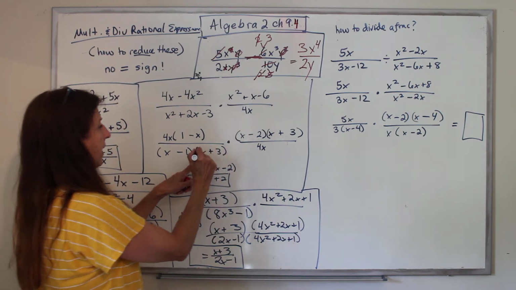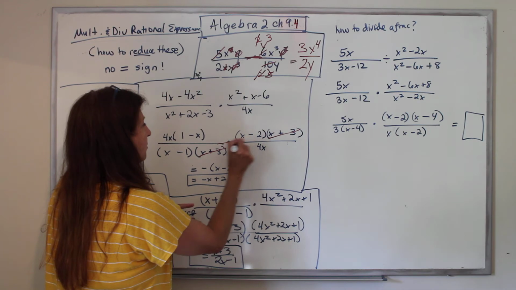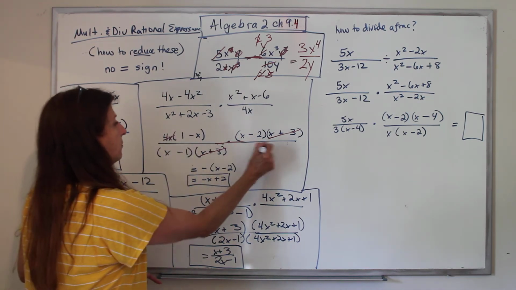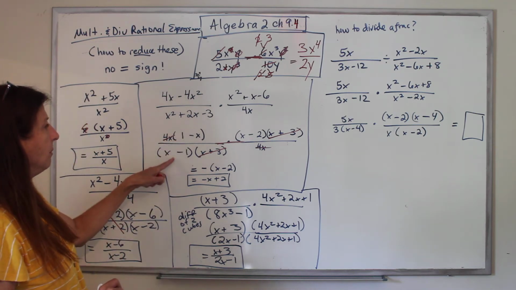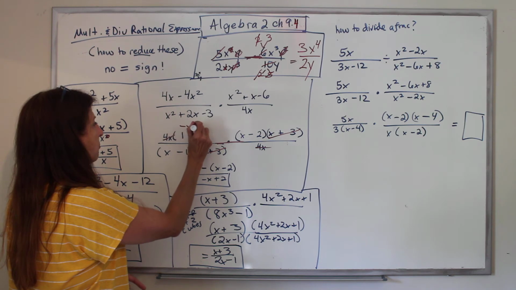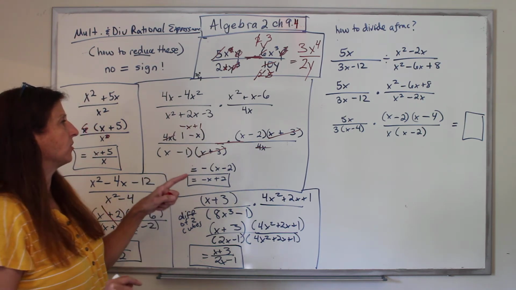Now, what can I mark out? I can mark out that and that. Remember, this is just like one big line since it's multiply. I can mark out 4x and 4x. Now, these are almost the same, but notice that it's negative x plus 1. It's the same, but their signs are opposite.